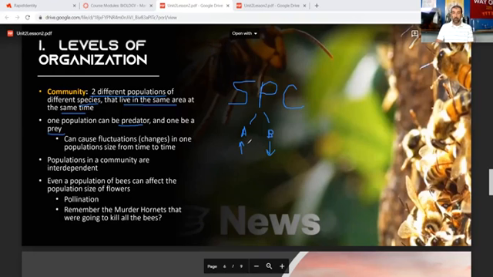Same in the opposite direction too. If you have a decrease in the predator, you'll start to see an increase in the amount of prey. So populations and communities are interdependent. They all depend on one another. Even a population of bees can affect the population size of flowers, because if you have an increase of bees, you would have an increase in the flower population because they're assisting in pollination.